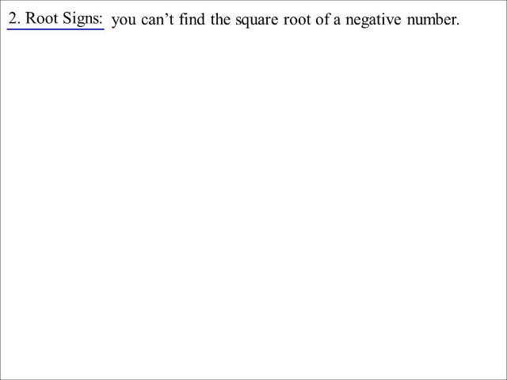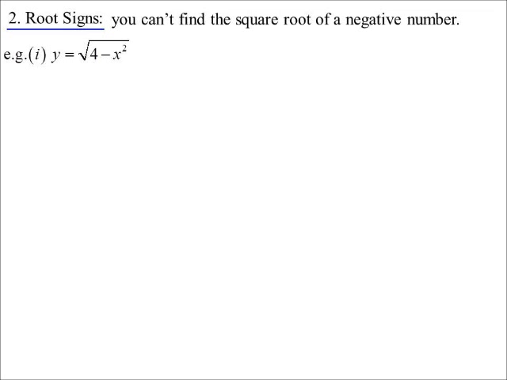Root signs. Okay. Can't find the square root of a negative number. So if I had y equals the square root of 4 minus x squared, and again, I'll pretend I don't know what that is. Do we know what that is? Close. It's a circle. It's the top half of the circle. But you were on the right track.